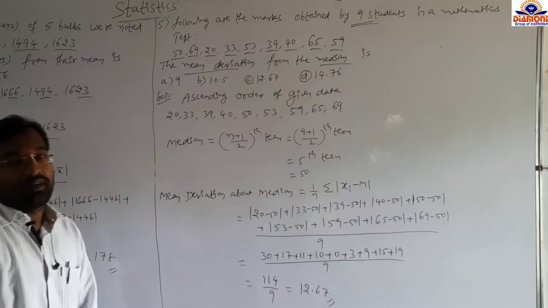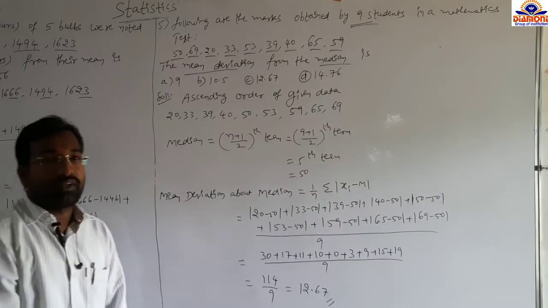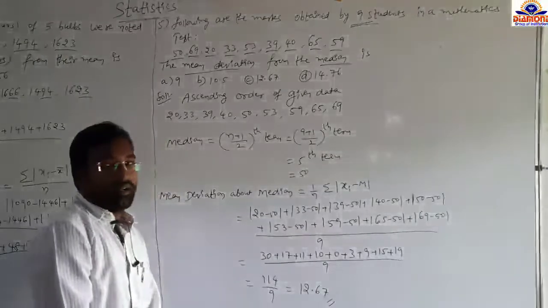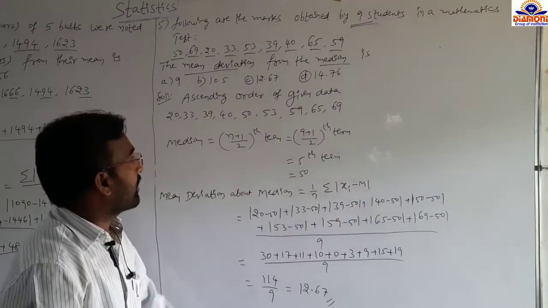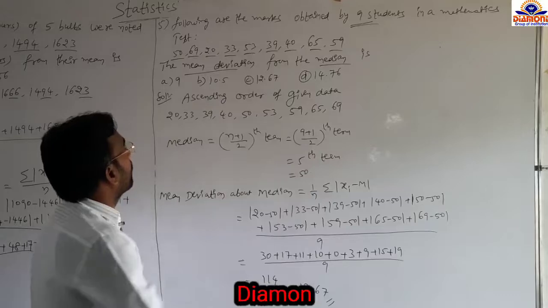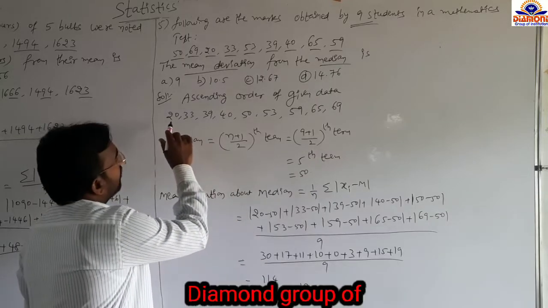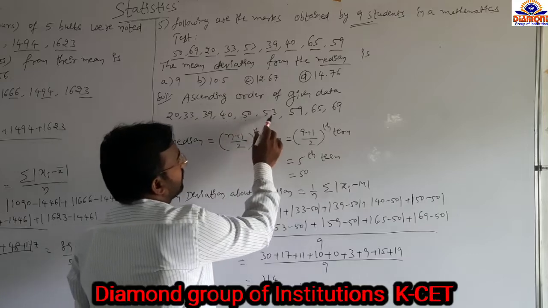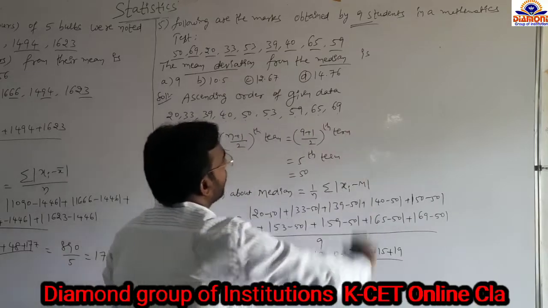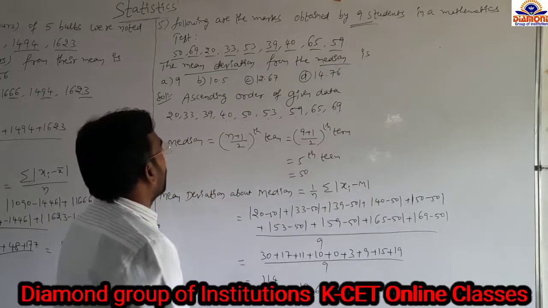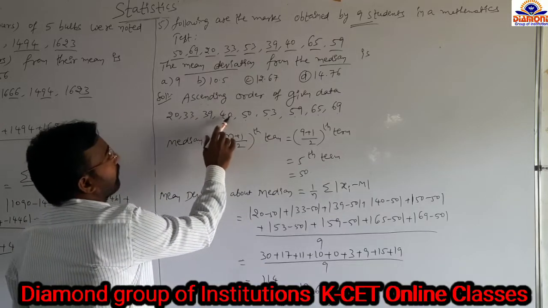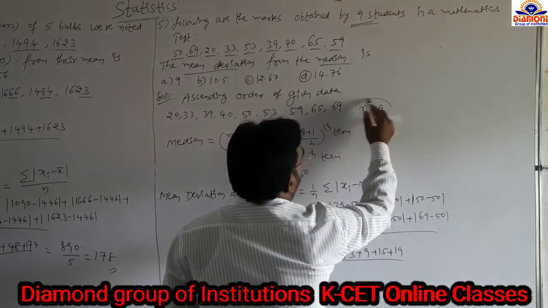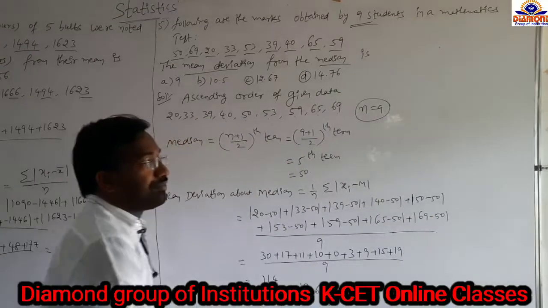For calculating the median, it is compulsory to write the given observations in ascending or descending order. So write in ascending order. The ascending order is: first the least number 20, next 33, 39, 40, 50, 53, 59, 65, 69. How many observations in total? 1, 2, 3, 4, 5, 6, 7, 8, 9. Here n equals 9. 9 is an odd number.